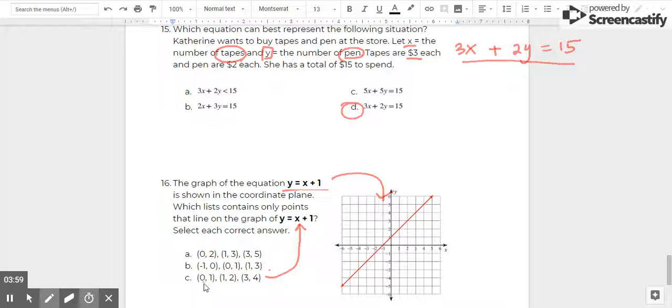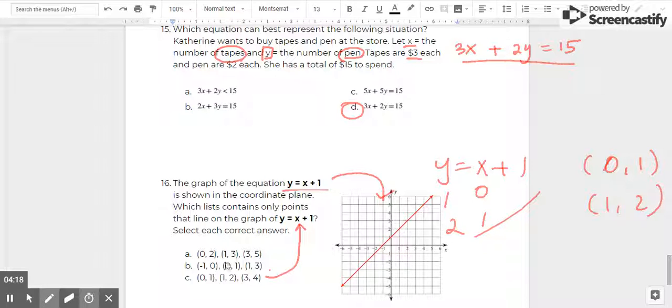So now when you plug in 0, 0 to x, and then 0 plus 1 is 1. So the ordered pair is going to be 0 and 1. When you plug in 1, the y value should be 2. So 1, 2. If you keep doing this, C is going to be the answer.